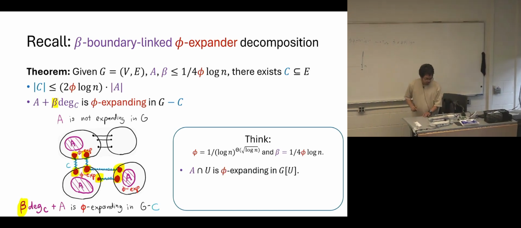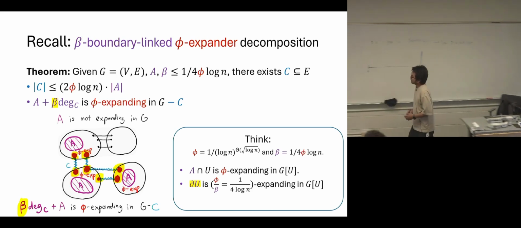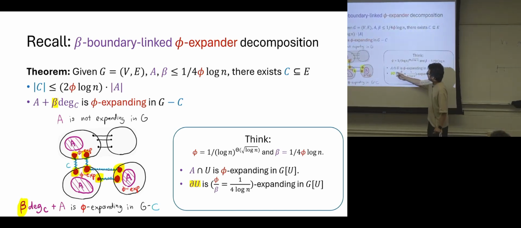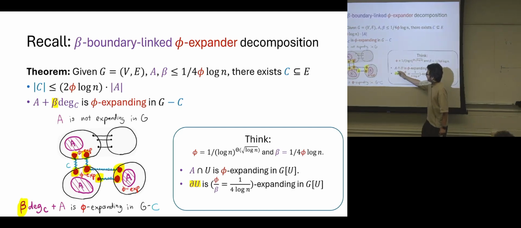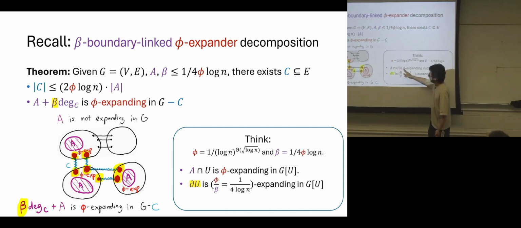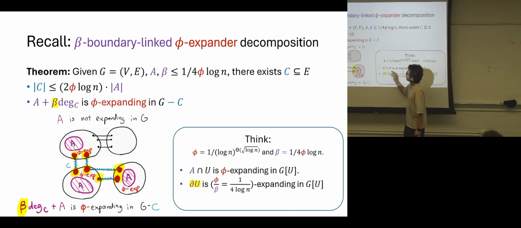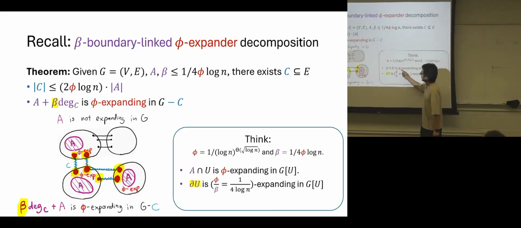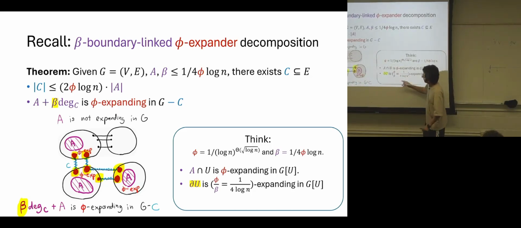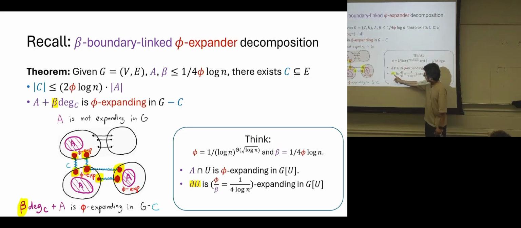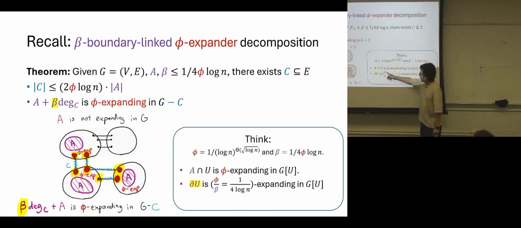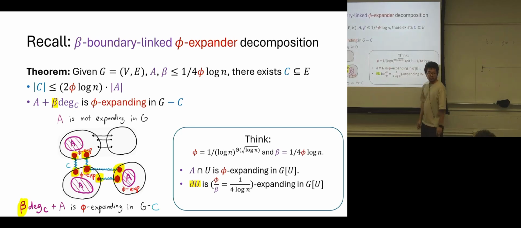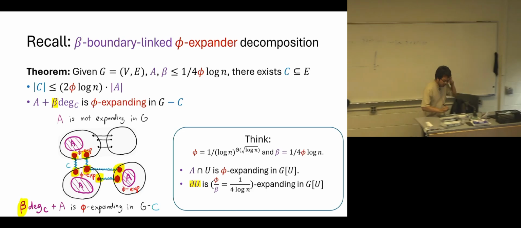So the way you think about it is like this: the A inside the component is just phi expanding, because if this whole thing is phi expanding, then without this part, A is phi expanding too. But what you know more is that the boundary is going to be phi over beta expanding, which is much better than phi expanding. Why is that?